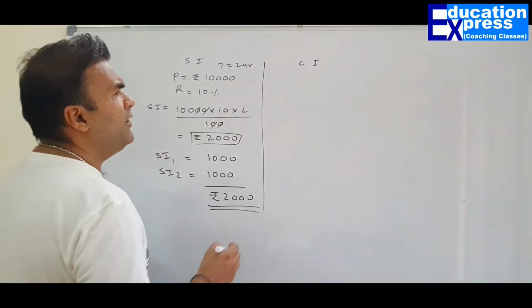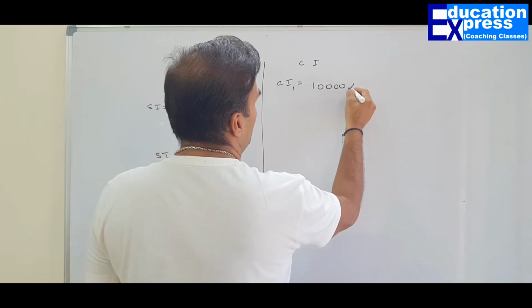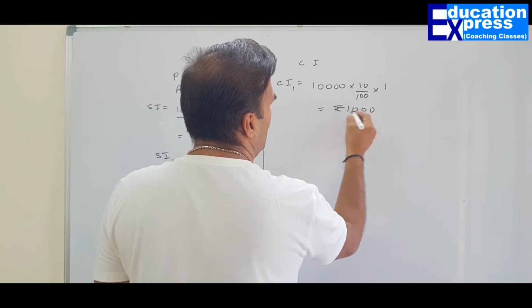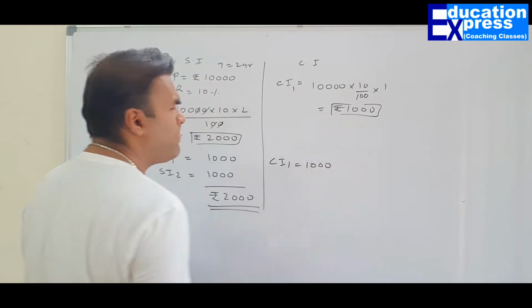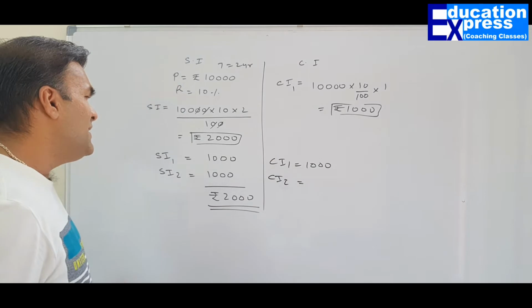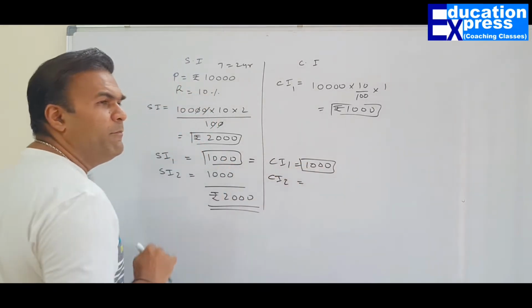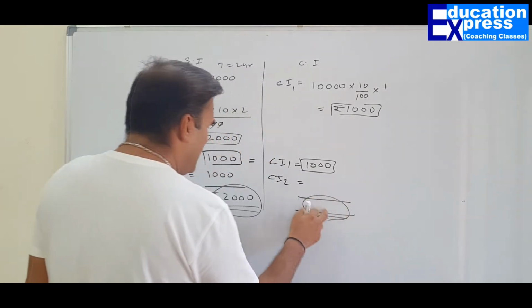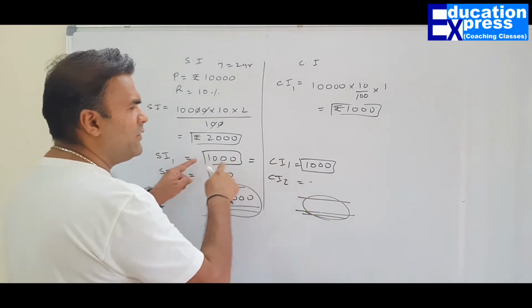If you find compound interest for the first year, it would be 10,000 multiplied by 10% for 1 year. So that's going to be 1000. That means when you compare, compound interest for 1 year is 1000. What about the compound interest for the second year? My answer is that compound interest and simple interest for the first year are always the same. So the difference between the simple interest and the compound interest total is only because of the second year and not because of the first year.